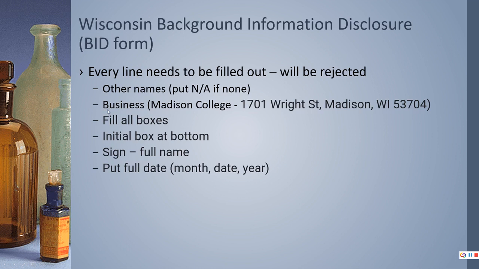There is a business address, which is going to be Madison College, with the Madison College address. You're a nursing assistant student. Fill in all the boxes that are noted with yes or no, and then there's an initials box at the bottom where you put your initials, the first letter of your first name and the first letter of your last name, in that box. And you're going to sign your name with your full name, first and last name, and then put the full date in the box at the end of the signature with month, date, and year.